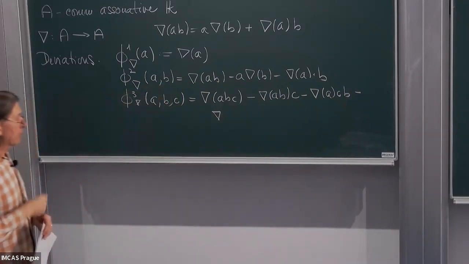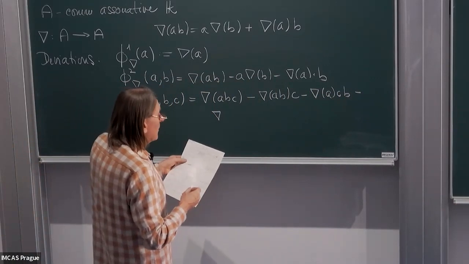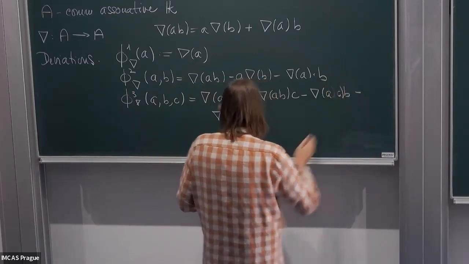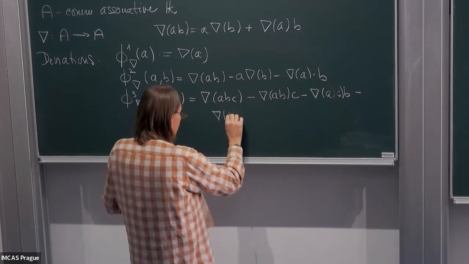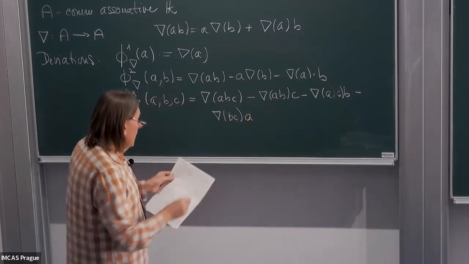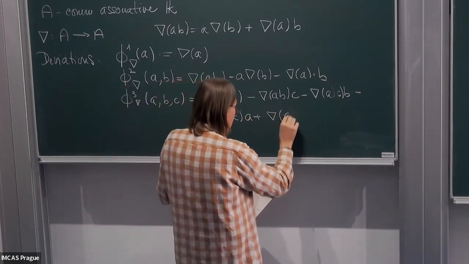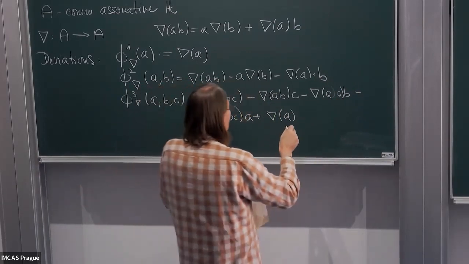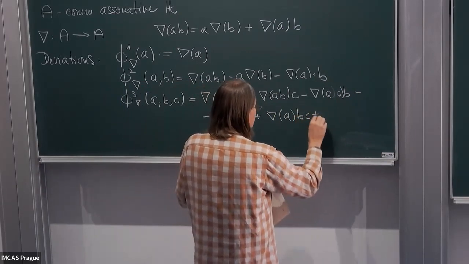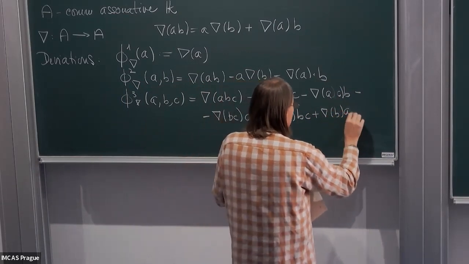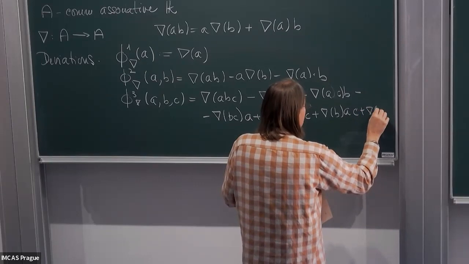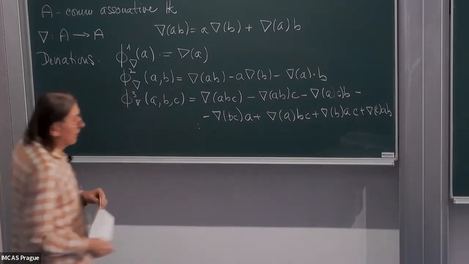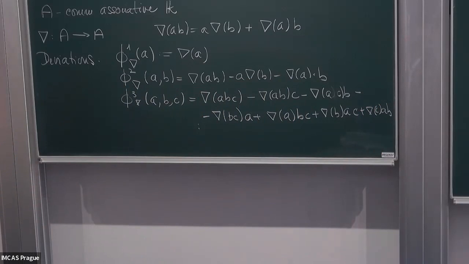What I have written would be true if everything is concentrated in degree 0. So this is minus nabla(bc)a, and plus a nabla(bc) plus b nabla(ac) plus c nabla(ab). Unfortunately, there will be some explicit formulas in my talk, and so on and so on. So you can probably already see the pattern in my definitions.